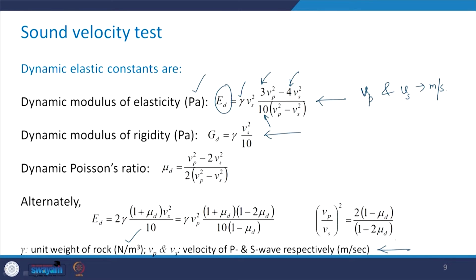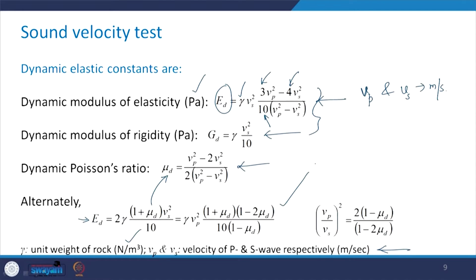Dynamic Poisson's ratio is defined in terms of velocities using this expression. Alternately, there is this expression, Ed equal to 2 gamma into 1 plus mu d into Vs square divided by 10, which is the same thing as this dynamic Poisson's ratio. So, you can use either this expression or this expression in order to obtain the dynamic modulus of elasticity.